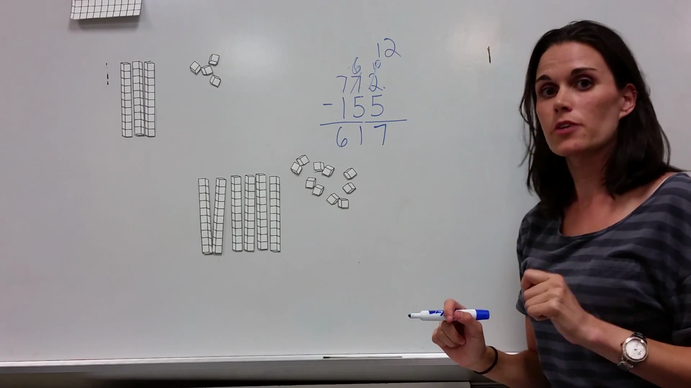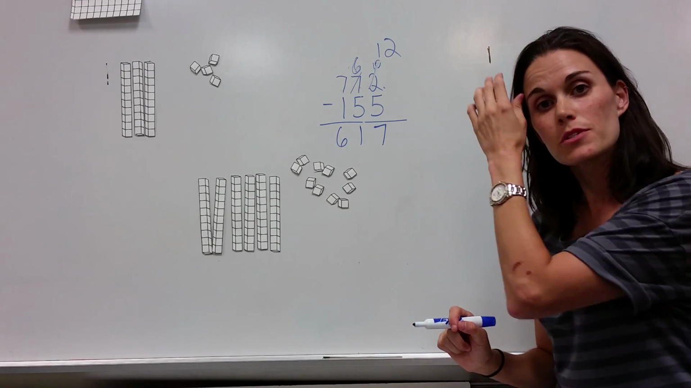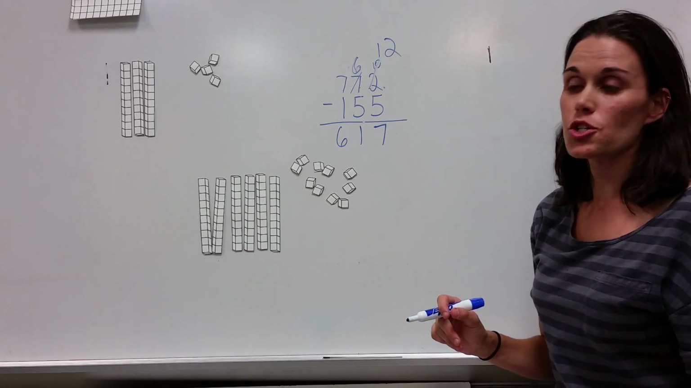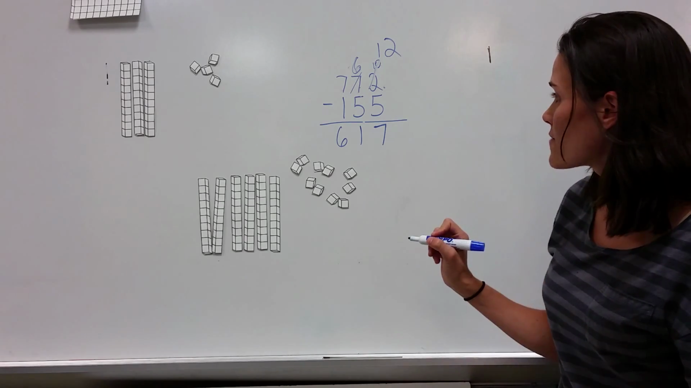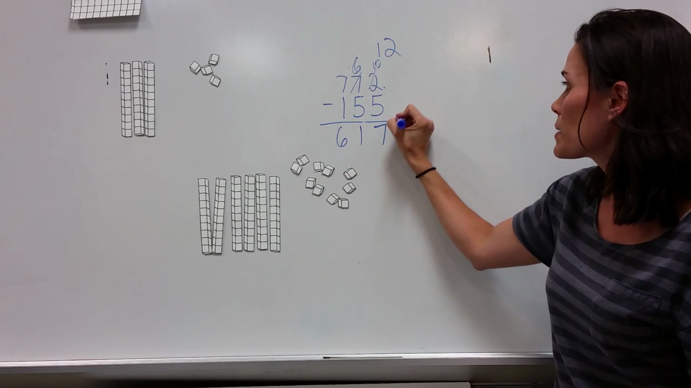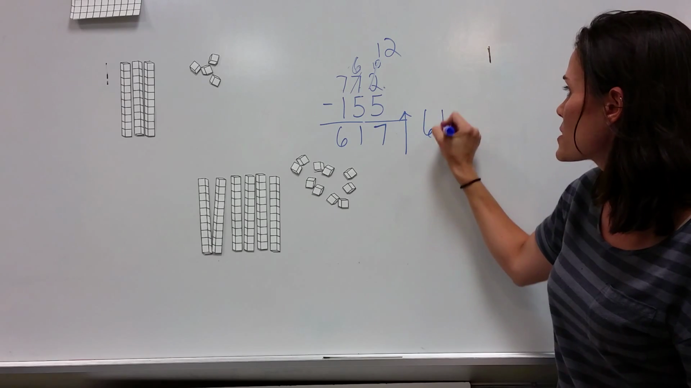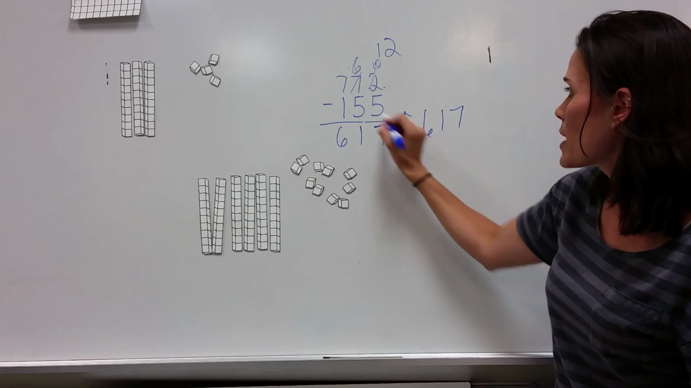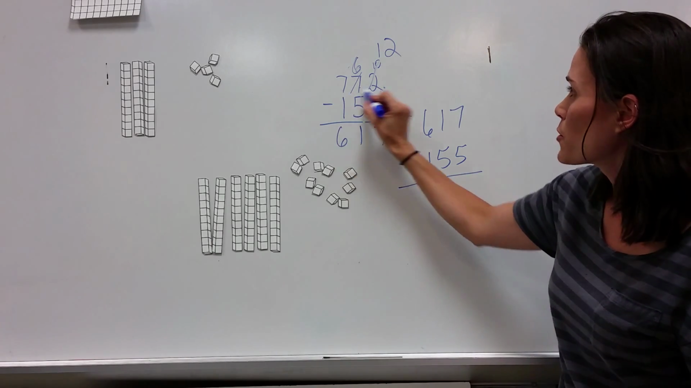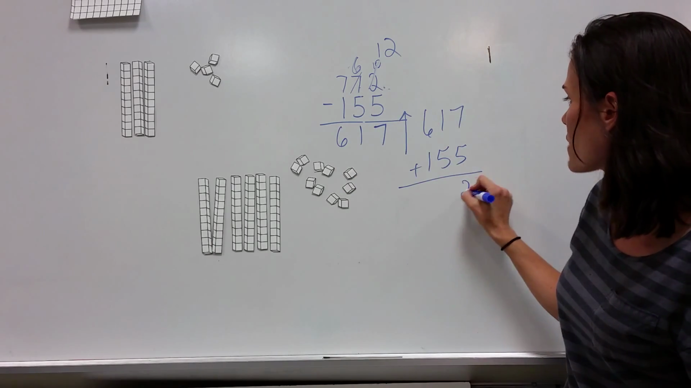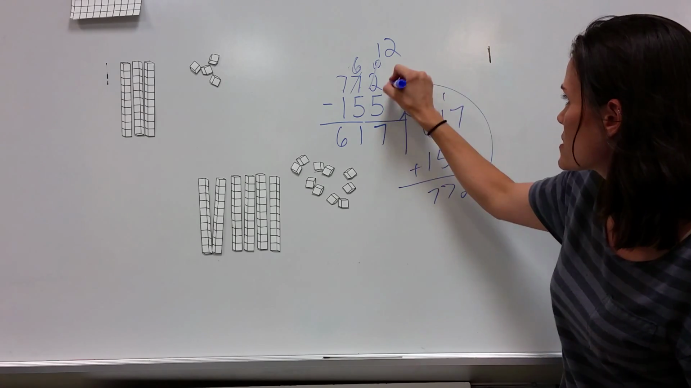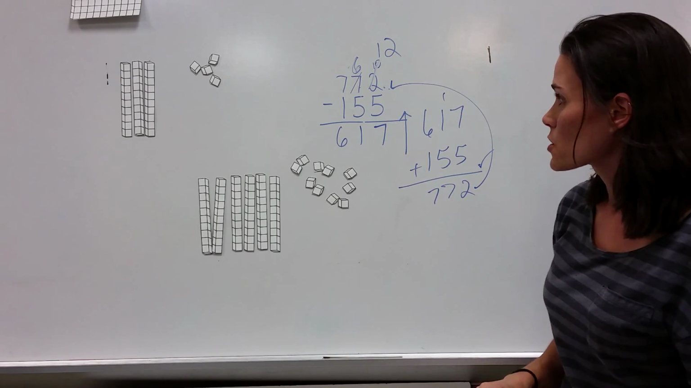Something that we always tell the students to do when they're doing the standard algorithm of subtraction, because they make careless errors so often, is to go ahead and check it with addition. We already know because of fact families that the opposite of subtraction is addition. So if we go completely backwards, then we will have 617 plus 155, and that should equal the original number of 772. 7 plus 5 is 12. 5, 6, 7, 7. It does match up, so we know it is correct.